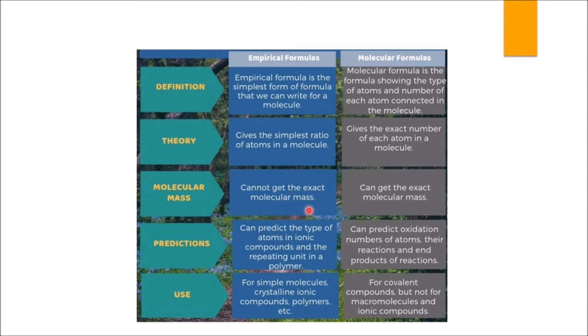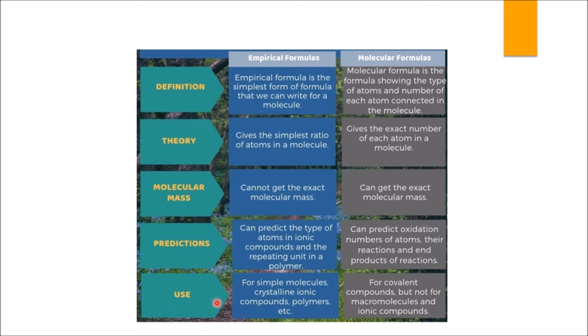For example, the example we took earlier was glucose. You cannot find out the exact molecular mass of glucose with the empirical formula of glucose, but you can find out the exact molecular mass with the help of molecular formula. What can you predict with the empirical formula? You can predict the type of atoms in ionic compounds or in polymers. You can predict the type of atoms, that is, what atoms make up the compound, whereas molecular formula can be used to find out the oxidation number of the atoms.